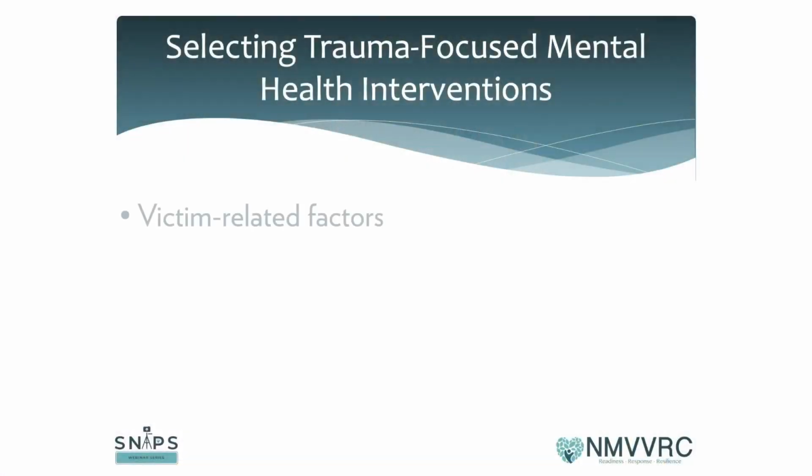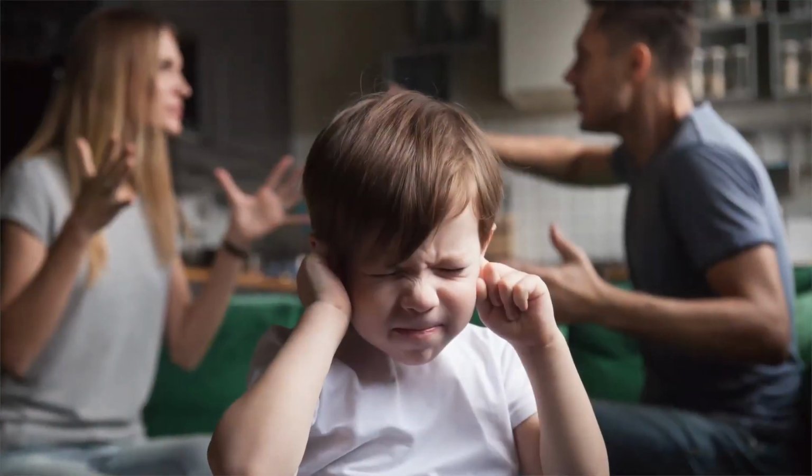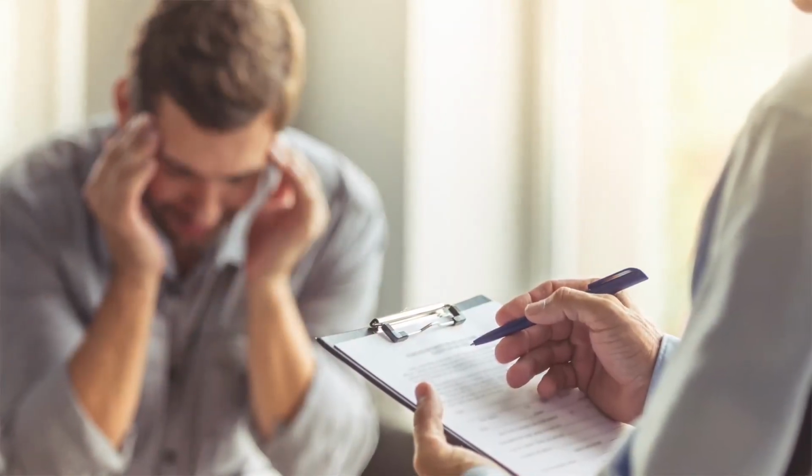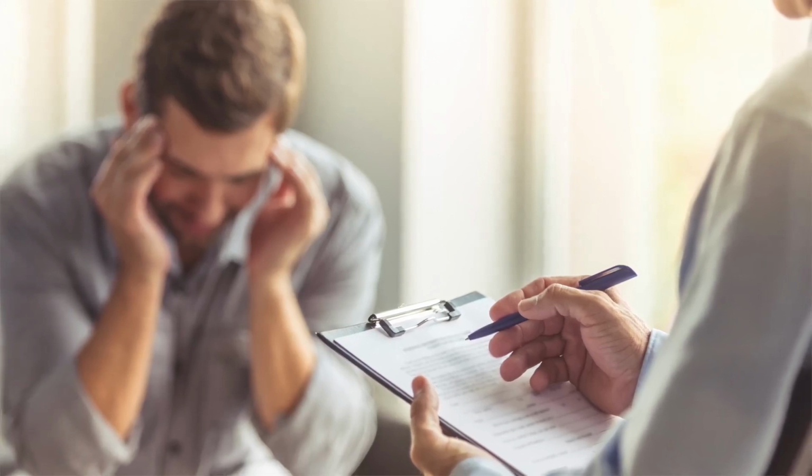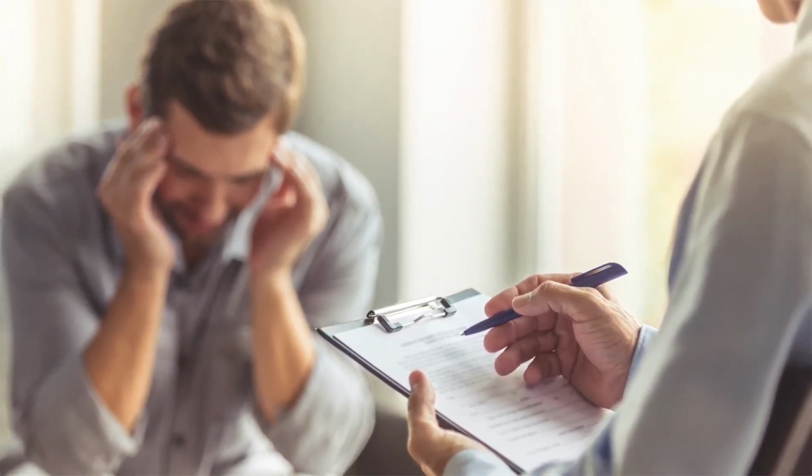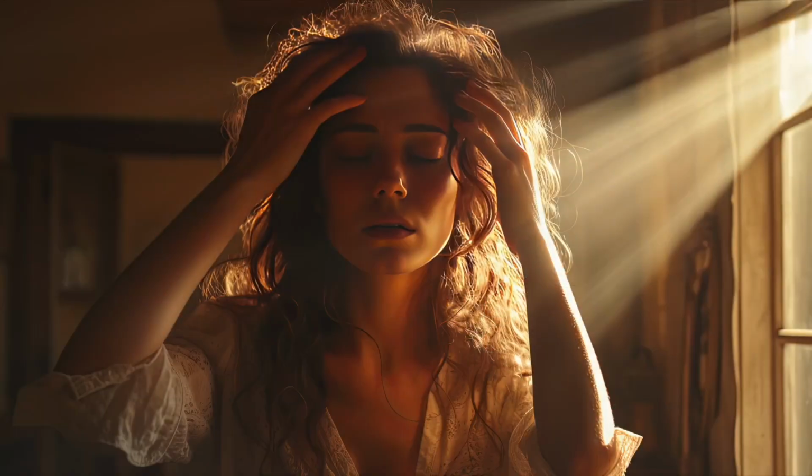So that very first question, how do I select trauma-focused mental health interventions? Selecting these kinds of interventions can depend on several different factors. Some of them are very specific to the individual who is seeking treatment. For example, what is the victim's age? What's their cultural background? Do they have a history of exposure to other traumatic events? Do they have a history of psychological or mental health problems? It's really important to ask these questions because we know that those individuals who've experienced prior trauma or have behavioral or mental health or psychological problems are more likely to experience severe symptoms after a mass violence incident.